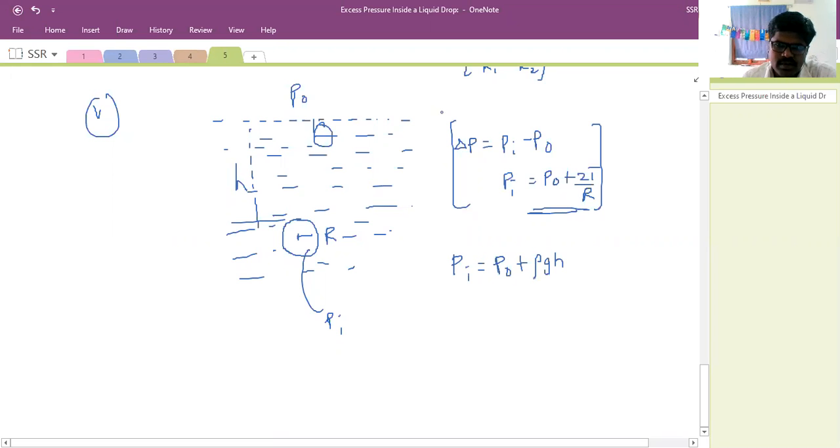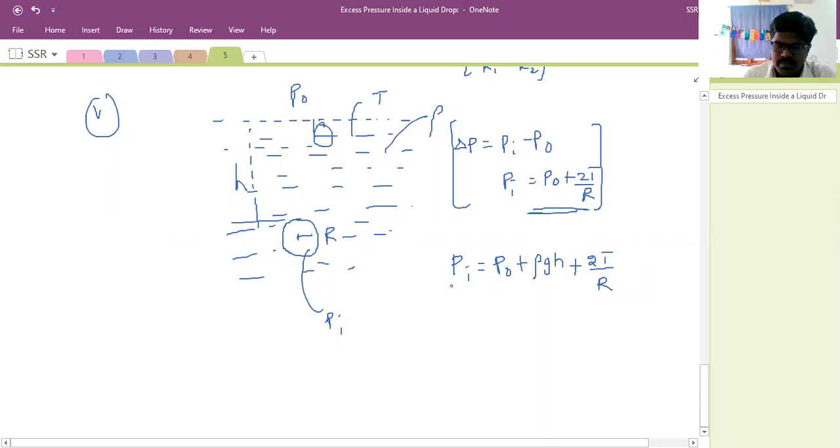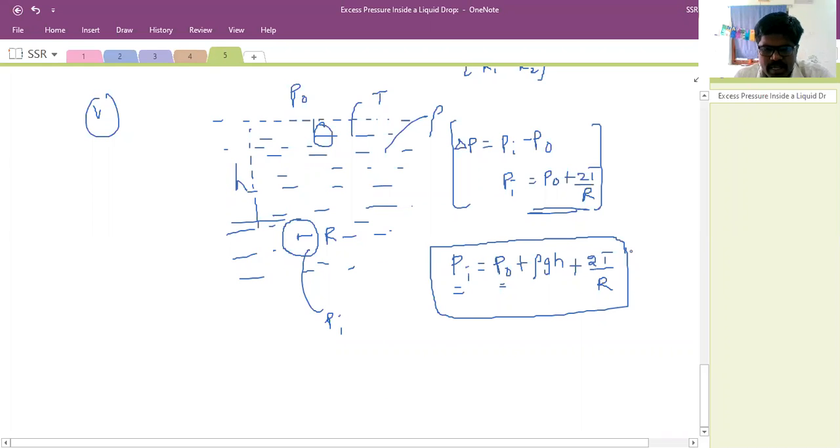Where rho is the density of water. Okay, T is the surface tension of water. Then P inside at a depth H for an air bubble is equal to P naught plus rho g h plus 2T by R. Are you clear on this point? Okay. The pressure inside at a depth H is P naught plus rho g h plus 2T by R. So this is the way to calculate the pressure of an air bubble inside water at a depth H. Okay. So this is about an application.